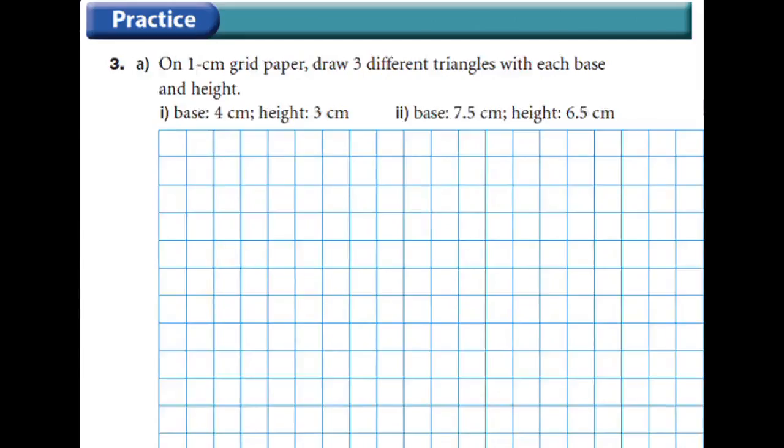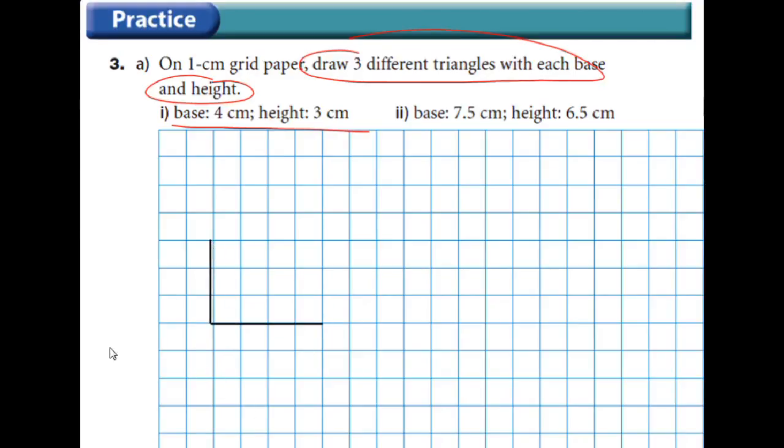Now we're going to skip to number 3. This is a fun, tricky one. Draw 3 different triangles with each base and height. We will do this one over here. So a base of 4. So here's a base of 4. And we want a height of 3. So the easy one to do is this one right here. There's a base of 4, and there's a height of 3.